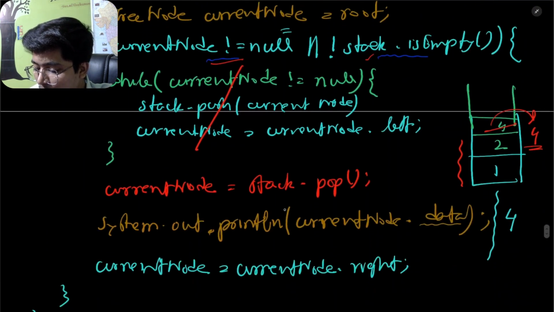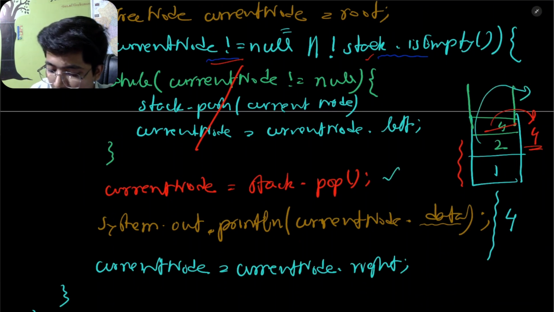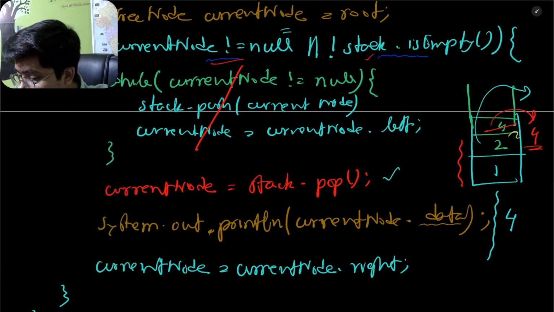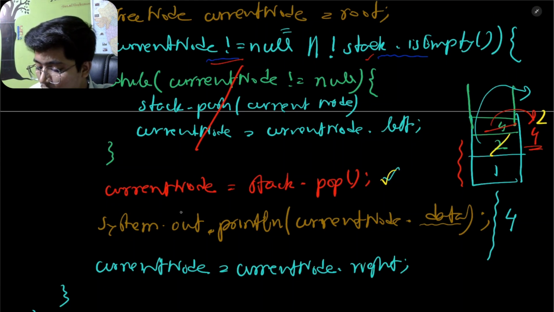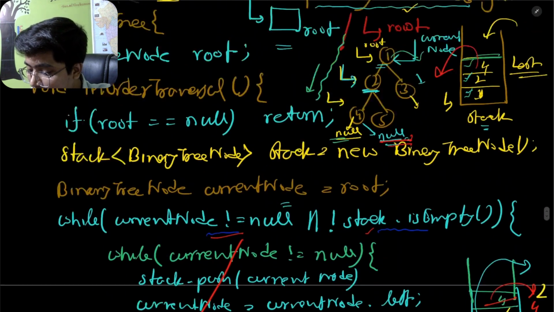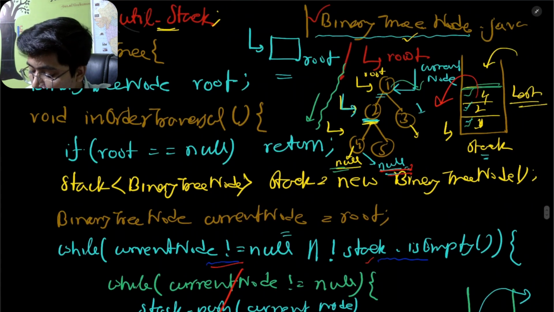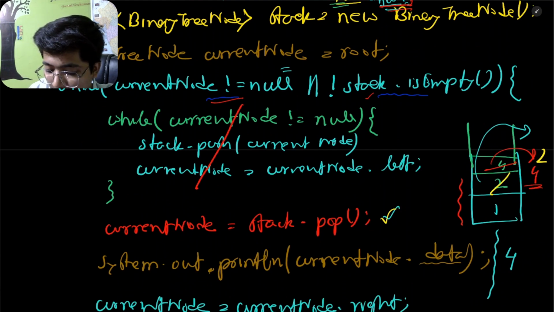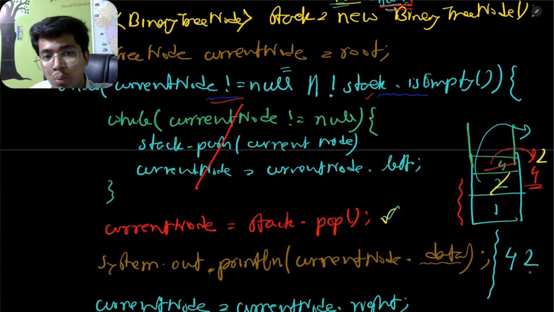And now again current node equals stack.pop. So in this section this line will be executed, and again 2 will be popped out. Now look, current node has the value from stack.pop, so current node got the value 2. Now the code line tells us to print. Now the second time, our console will print the 2.